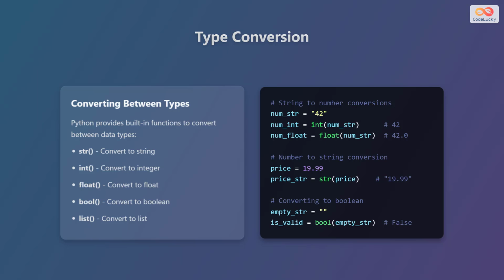For example, if you have a string that represents a number, you can convert it to an integer or a float using the int or float functions. You can also convert a number to a string using the str function. Converting to boolean is a different ball game. An empty string will return false, whereas a non-empty string will return true.